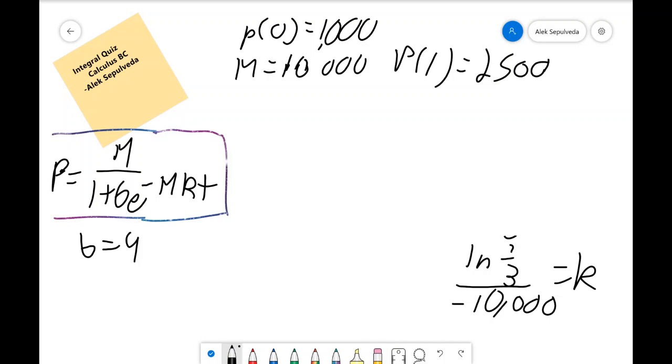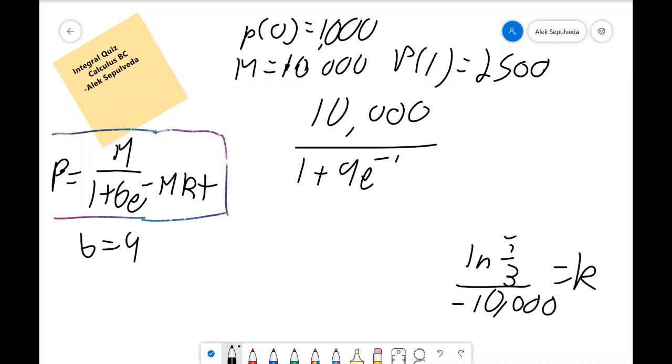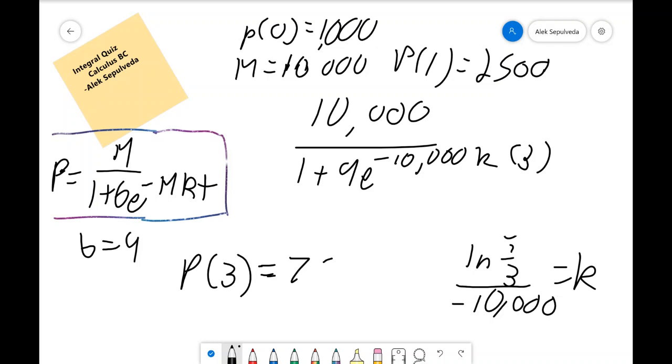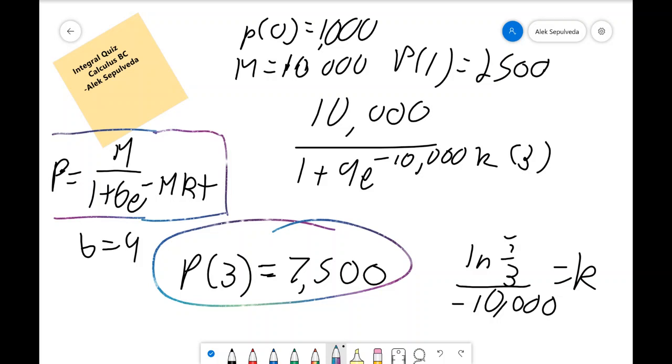Now if we plug everything that we have in, we have 10,000 over 1 plus 9e to the power of negative 10,000k, then times 3, because we're looking for 3 years after. After all of that, we get that the population after 3 years is equal to 7,500. So that is our answer for 10.